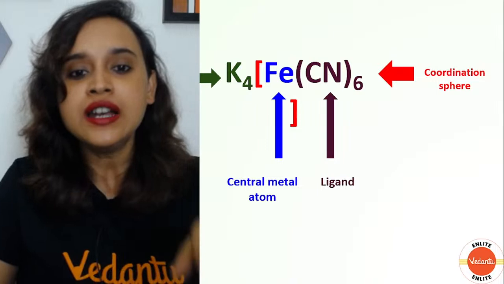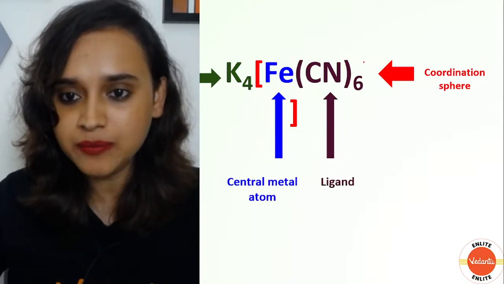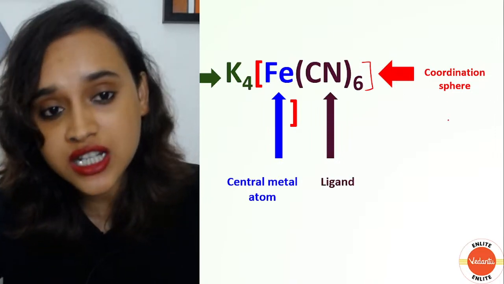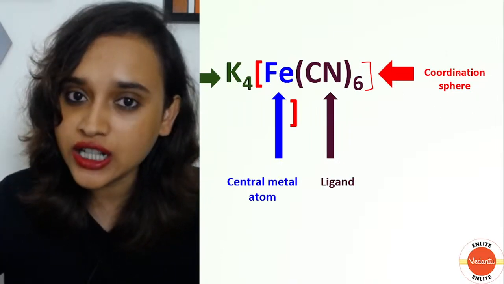Now, take a look at this. So, this red part that you see, right? This Fe(CN)6 here, this is your coordination sphere. This is your coordination sphere.